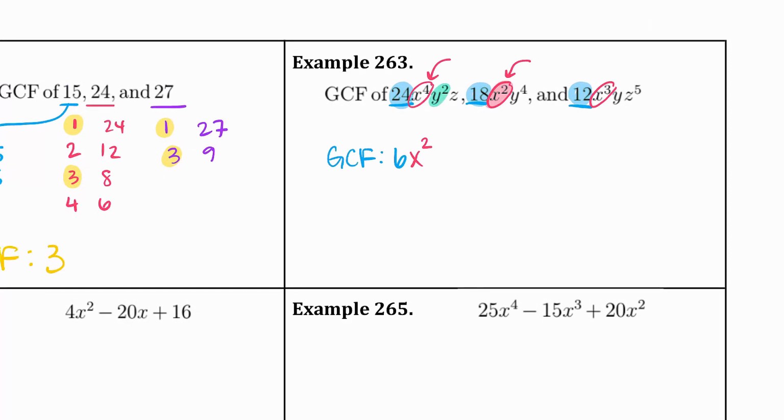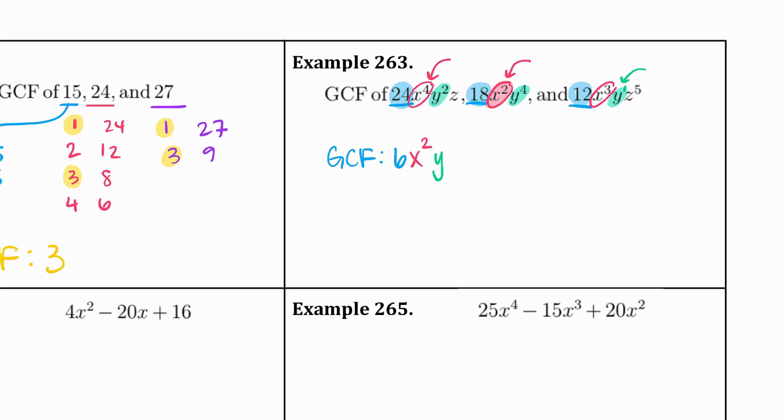Let's look at our y's. We have y squared, y to the 4th, and y to the 1st. Well, they all contain at least a y to the 1st. We can't take any more out because this one doesn't have any more.